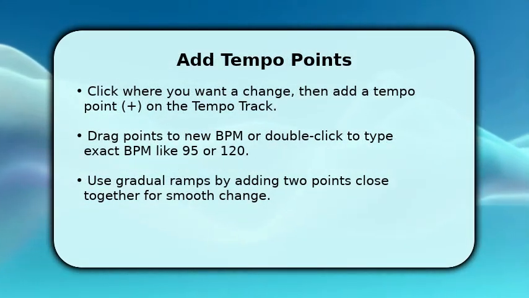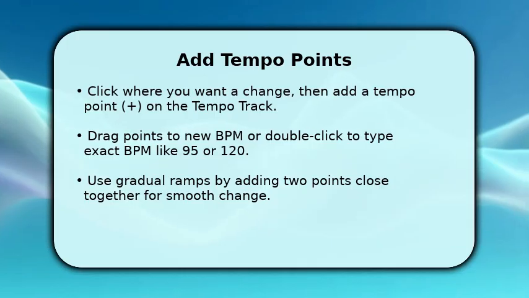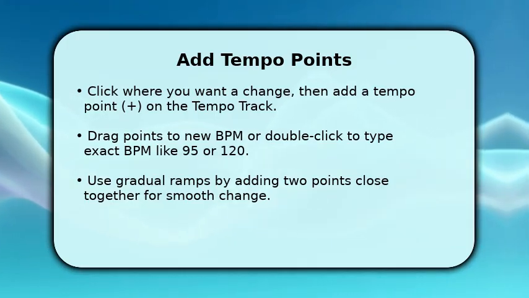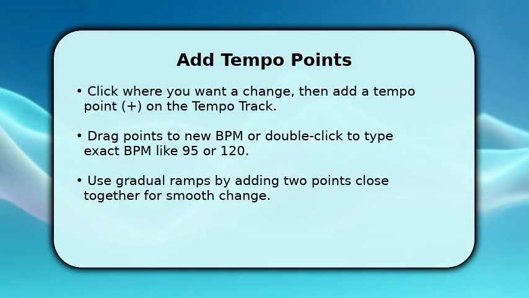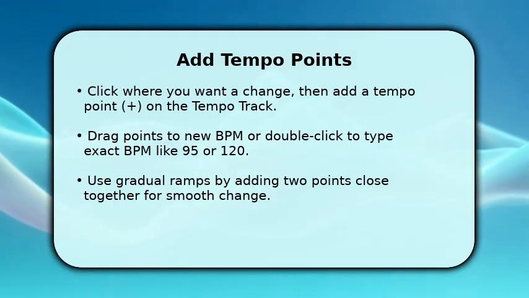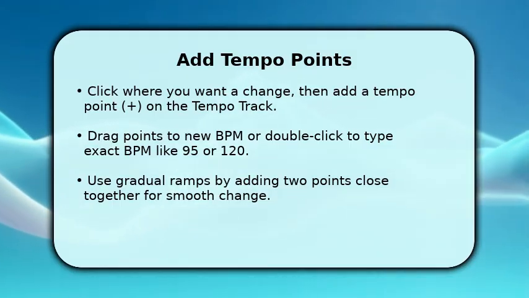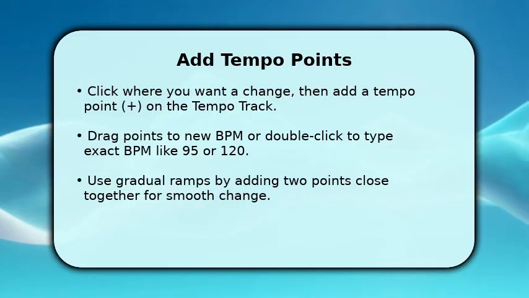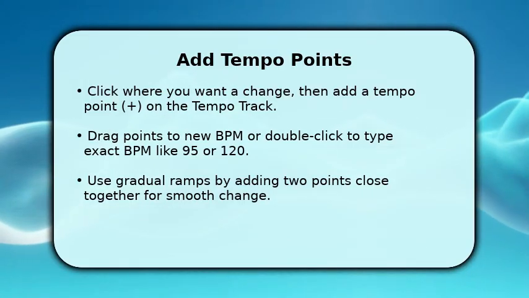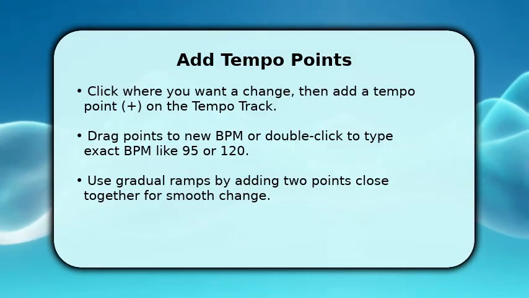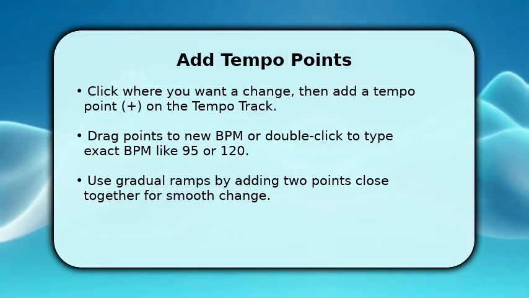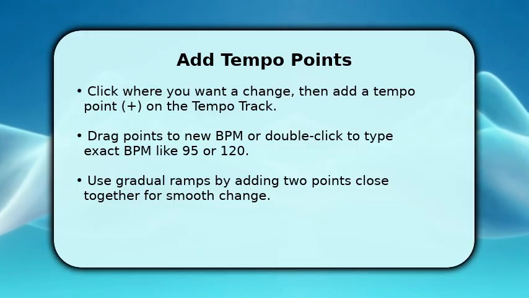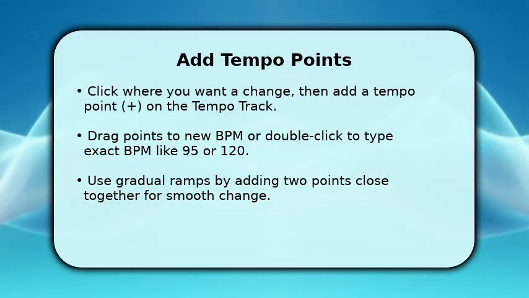Next, you add tempo points to create changes over time, which lets the drummer adapt musically. Click the tempo track at the bar position where you want the change and add a point. Then drag that point up or down to set the BPM or double-click and type an exact number. Once done, add a second nearby point and drag to shape a ramp for gradual accelerando or ritardando. Make sure points are placed at musical bar lines so fills and hits remain aligned.